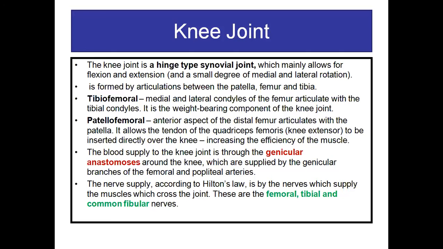The blood supply to the knee joint arises from 10 arteries, the genicular arteries, which arise from the popliteal artery and femoral artery. The nerve supply, according to Hilton's law, is from the nerves supplying the surrounding muscles: the femoral, tibial, and the common fibular nerves.